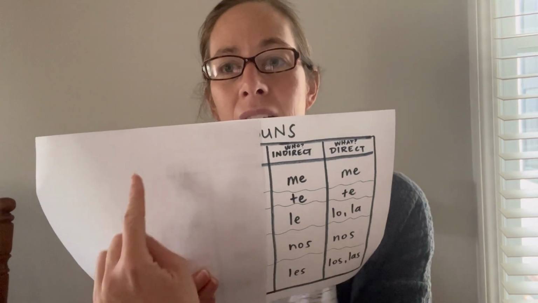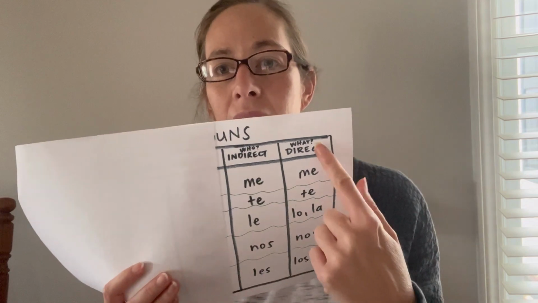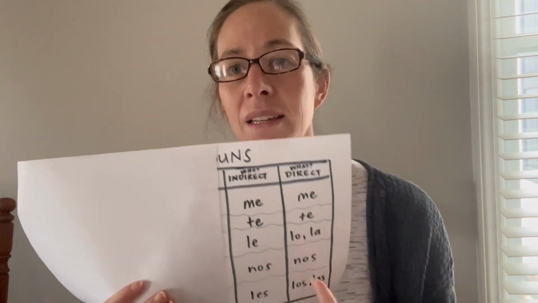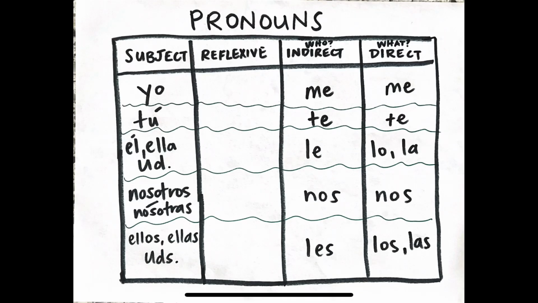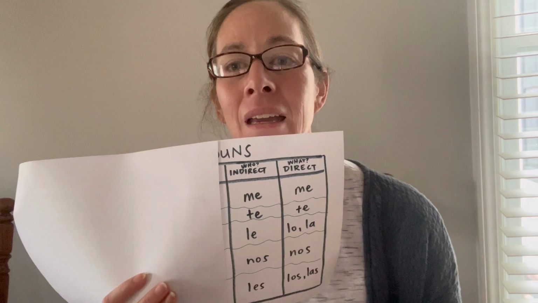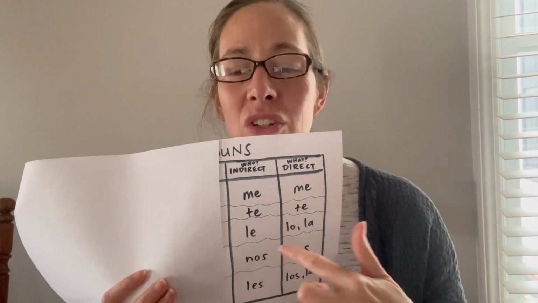So with your chart that you have drawn out, we're gonna add in this little section for indirect object pronouns. So, you know, here's the subject list over here. Come all the way to this side for direct. Now I've got indirect: me, te, le, nos, les. So here we have me, te, le, nos, and les.